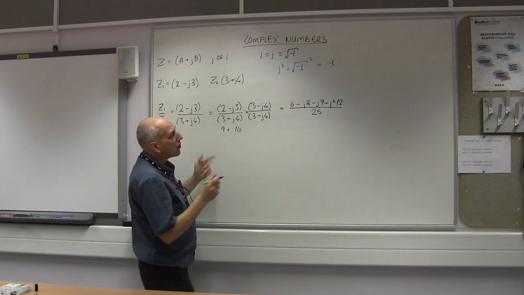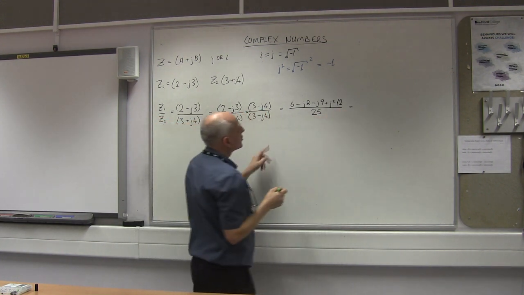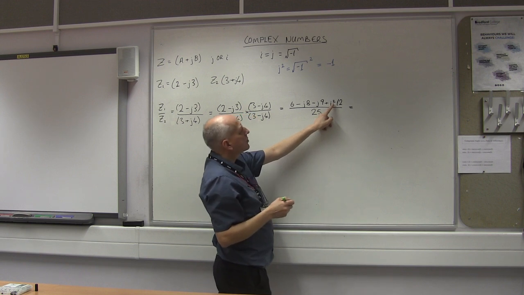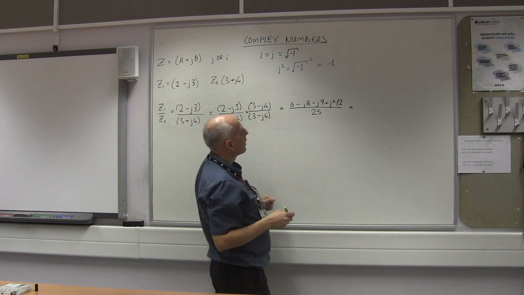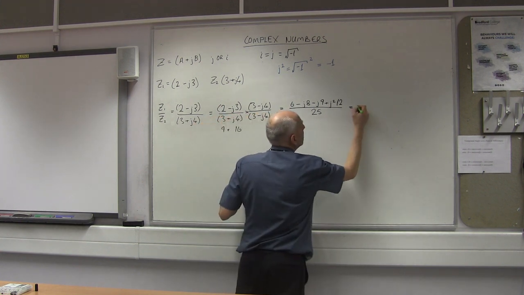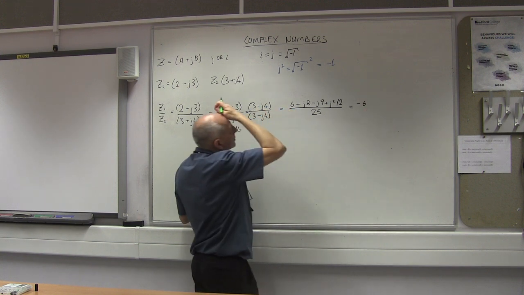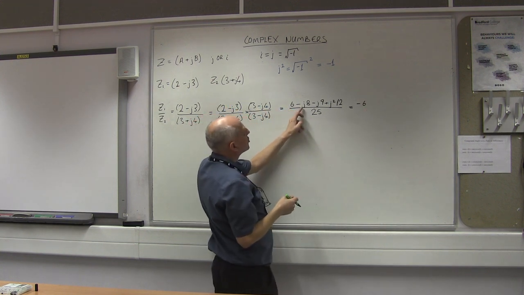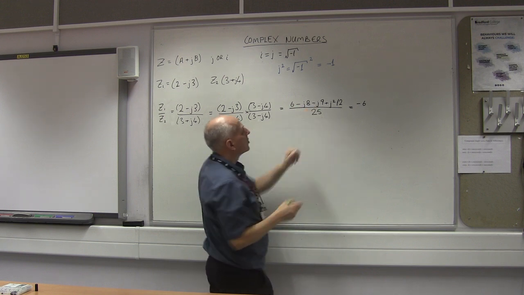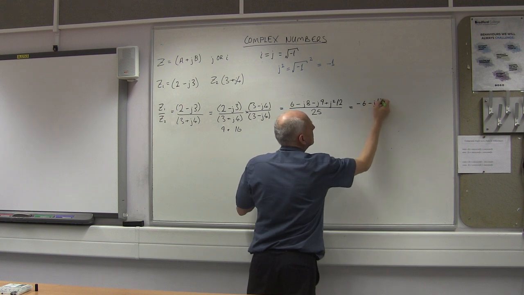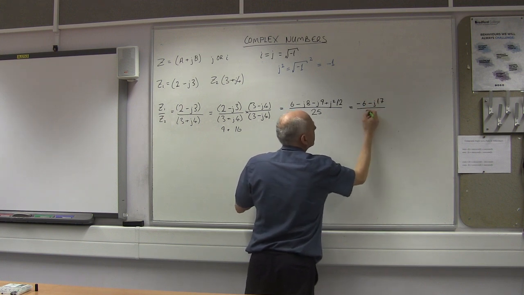Okay, 25. So moving on, we know that this j squared makes this into a minus sign, so we've got minus 12, so 6 minus 12 gives us minus 6. And then we've got plus minus j8 minus j9, which is going to give you minus j17, and that's all over 25.